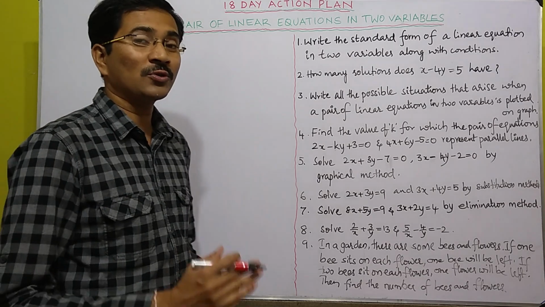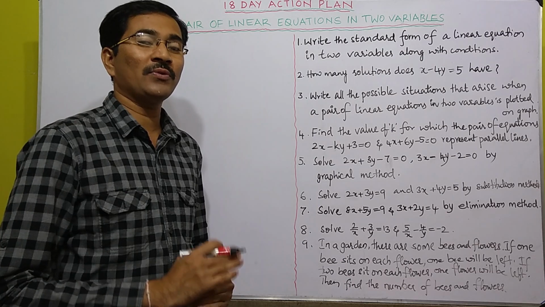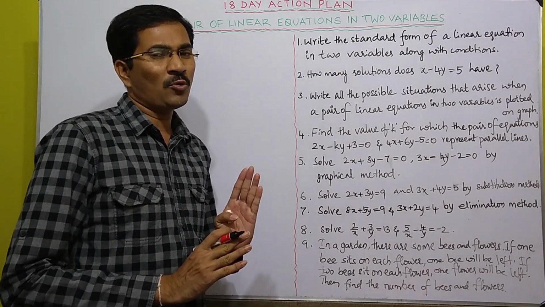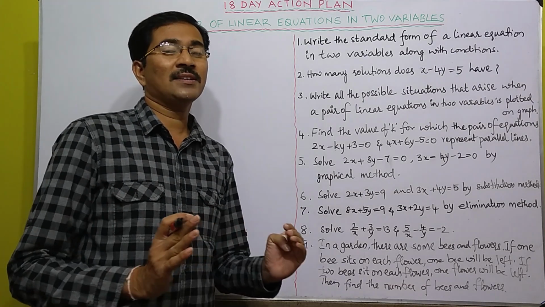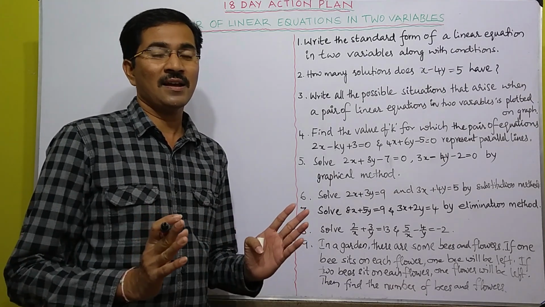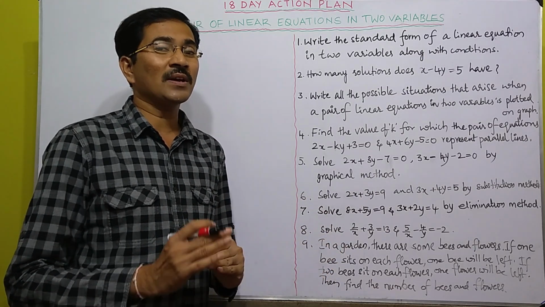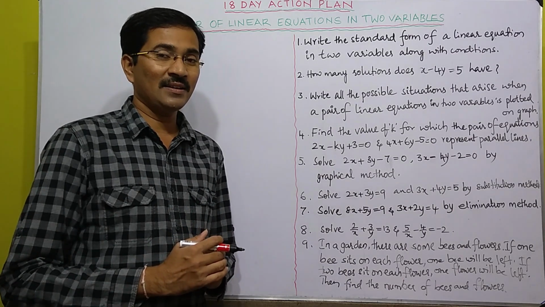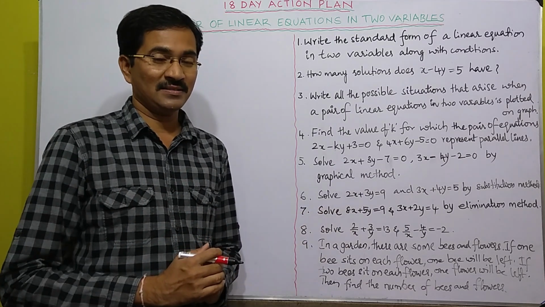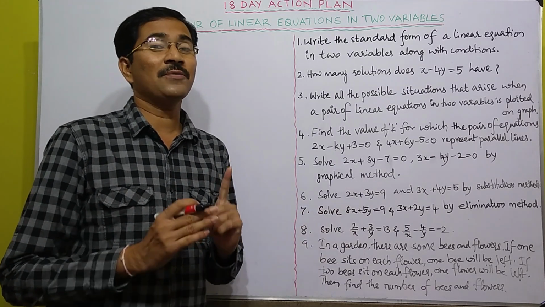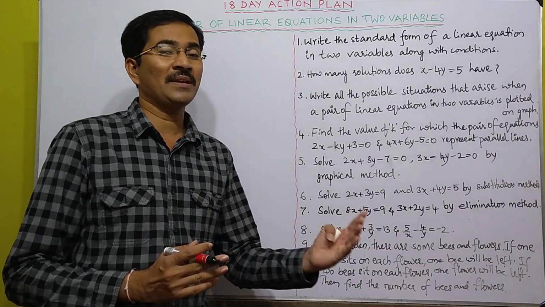Here we are on the fourth day of our 18-day action plan with the most interesting topic of 10th class. It involves the most interesting questions from our daily life, like: there is a garden in which there are some flowers and there are some bees flying over. If one bee sits on each flower, then one bee is left without a flower. And if two bees sit on each flower, then one flower is left without a bee. Then just tell me how many bees and how many flowers are there.